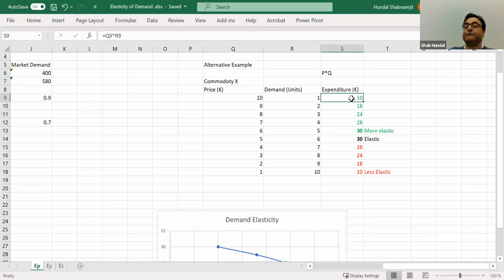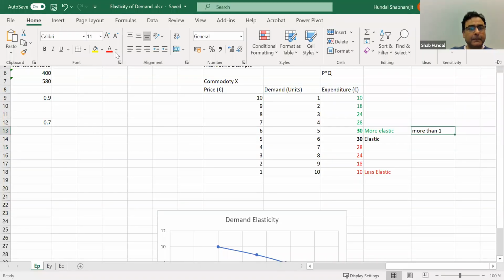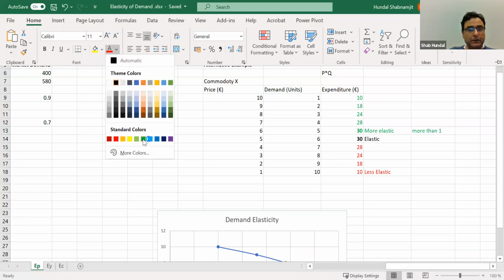So when the price was very high and demand was very low, your expenditure was 10. And look at that now. Your reaction is so sharp that with the fall in the price, the expenditure is increasing. And if this is happening, then we call it more elastic demand. More elastic means more than one. The coefficient is more than one. I write in green so that I keep the same thing. Yeah, this is green.